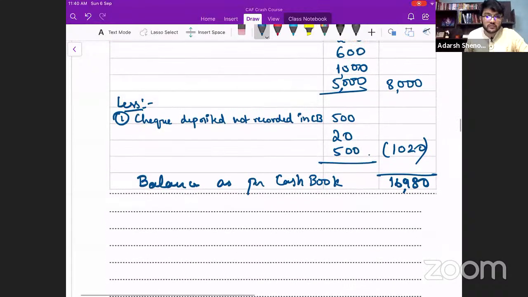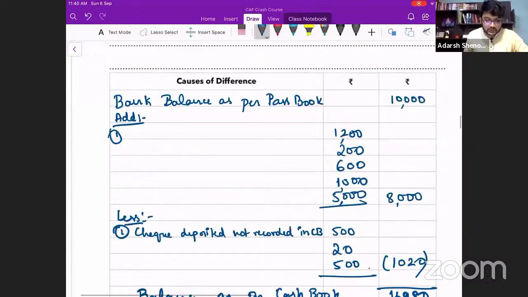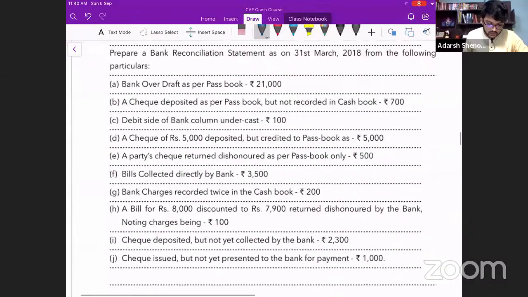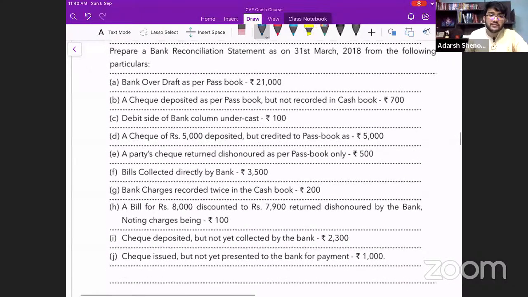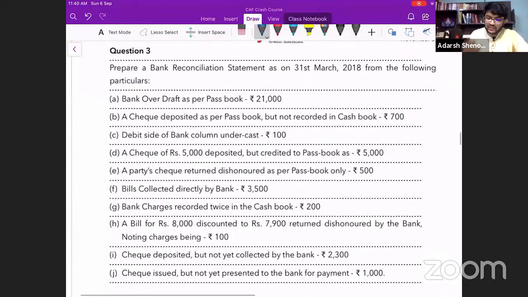I hope everyone was comfortable with this problem. We will move on to the next one now. Okay. Overdraft problems. Very simple thing. I don't want you to think again in a different way. Okay. What we will do is the overdraft problem.